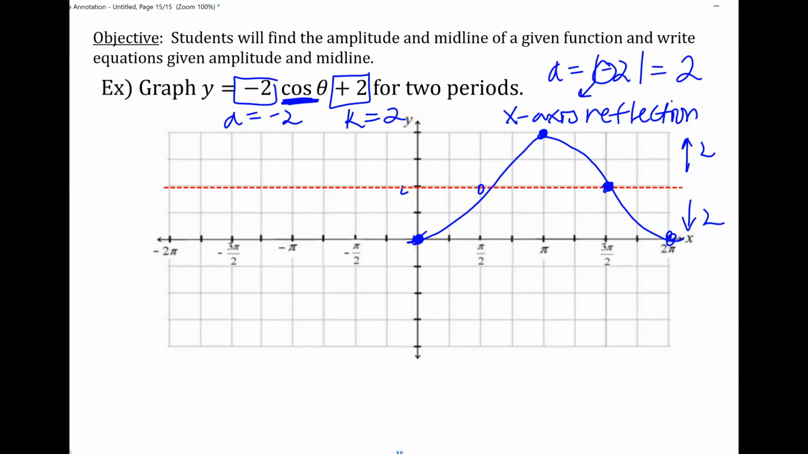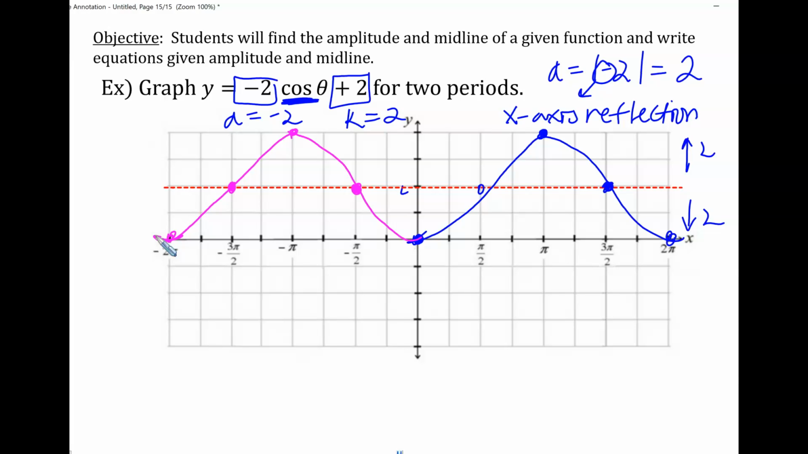So now let's look at the opposite side. So now I'm going to go up to the midline, and then continue going up to a maximum. And remember, we're going up 2 units because the amplitude is 2, and then back down to the midline, and then back down to the minimum. Then you're just going to continue the curve. And you should have like 2 mountain tops. Okay? So this is y equals -2 cosine theta plus 2. And we repeated for 2 periods.